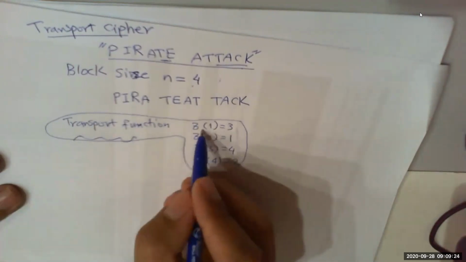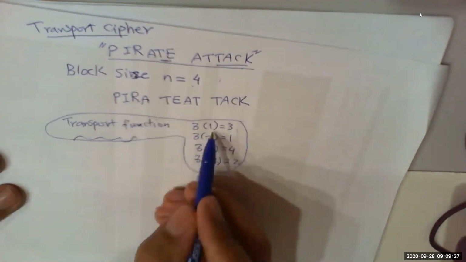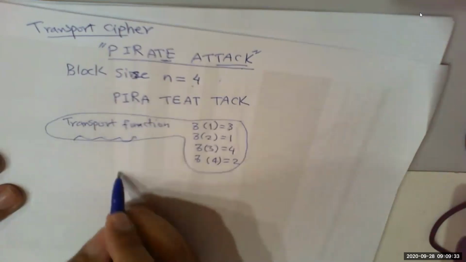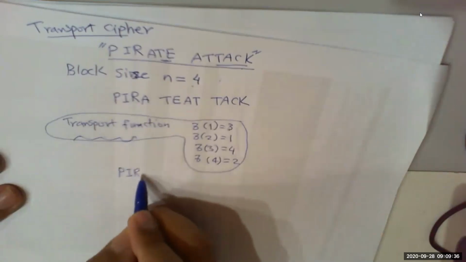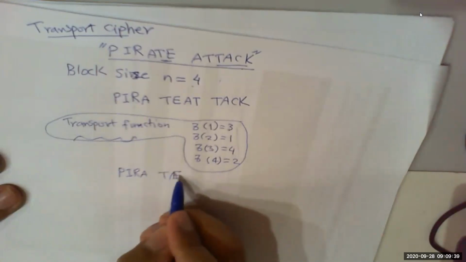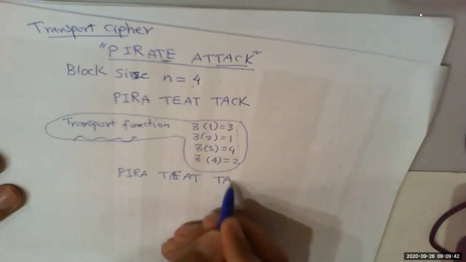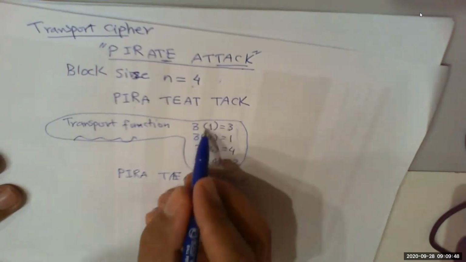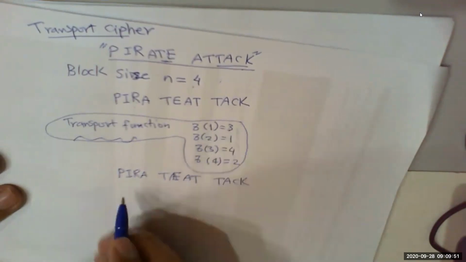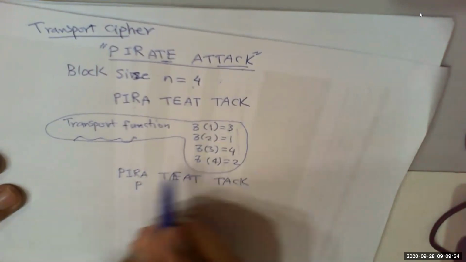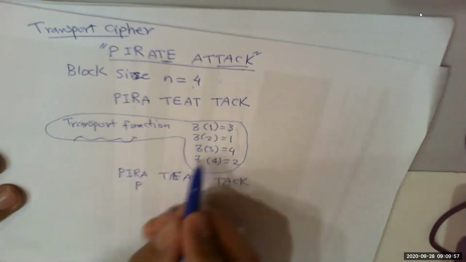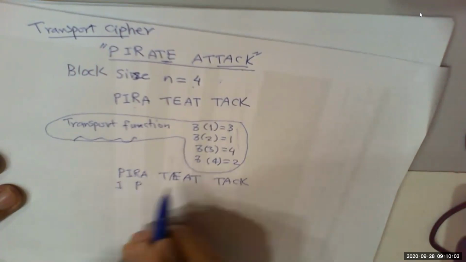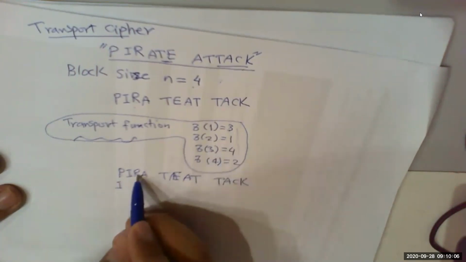So how can we apply sigma of 1 equals 3? This means the letter at location 1 is moved to location 3. We write down the letters here: pirate attack. The letter at location 1 is moved to location 3. Location 2 is moved to location 1. And 3 is moved to 4.